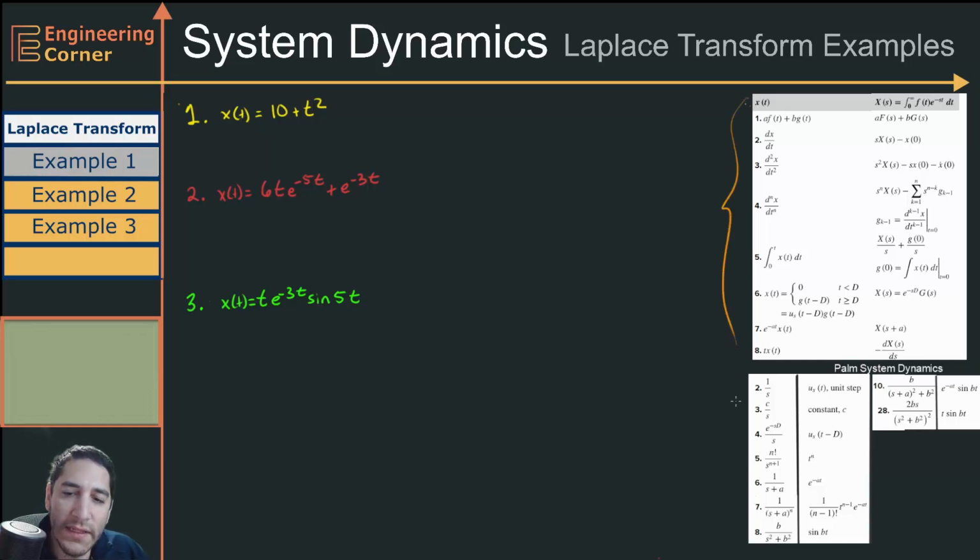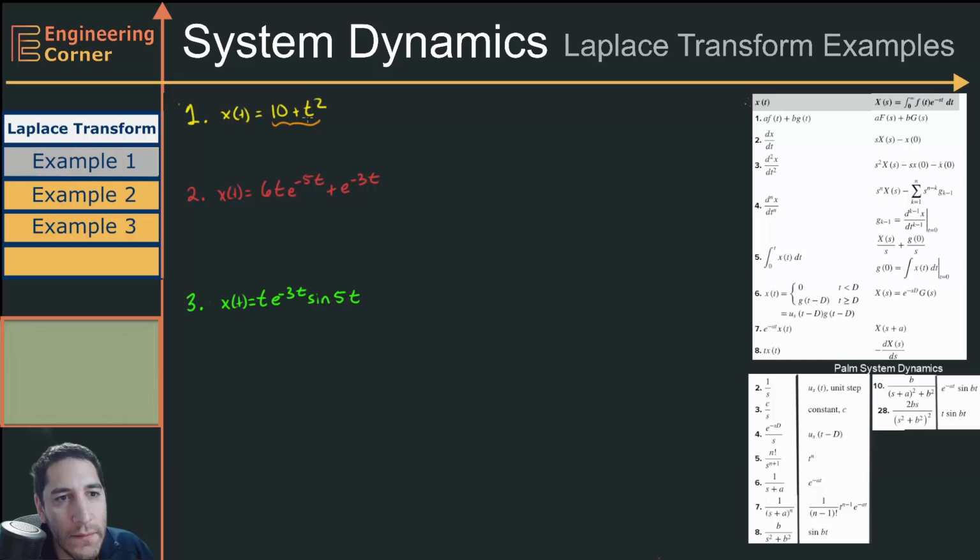Now over on this side, I have two tables that I've put on the screen. The first one is properties of the Laplace transform. The second one down here is different Laplace transforms for different functions that I've sort of cherry-picked from Palm System Dynamics book, and these particular ones will help us with the functions we will be working with. So back to example number one, 10 plus t squared.